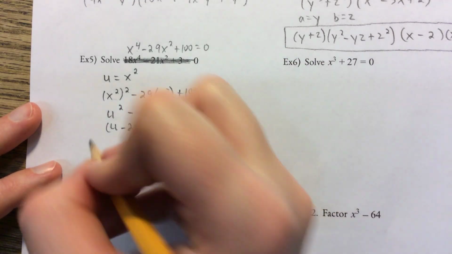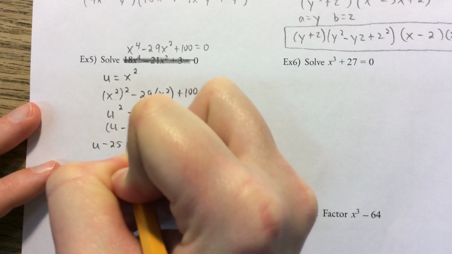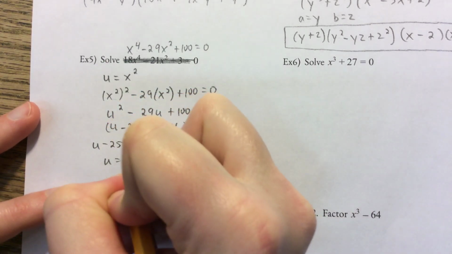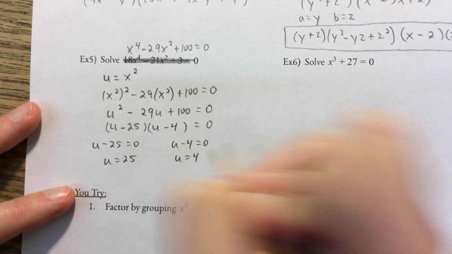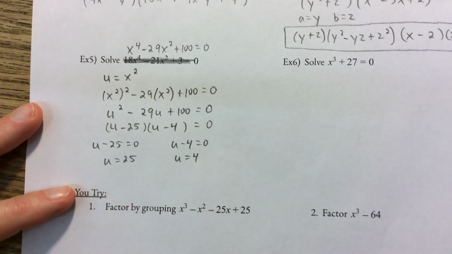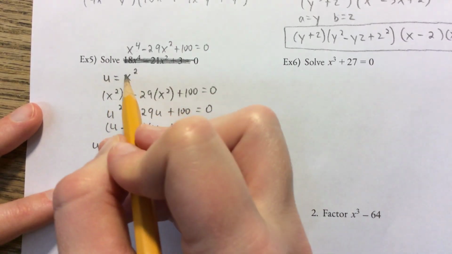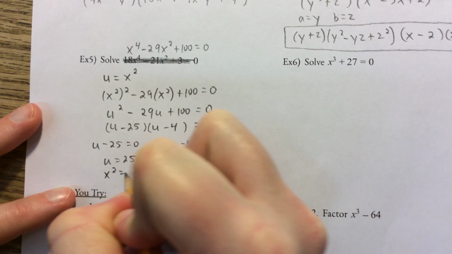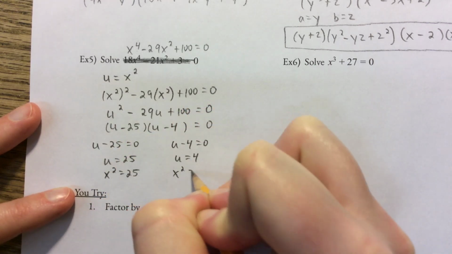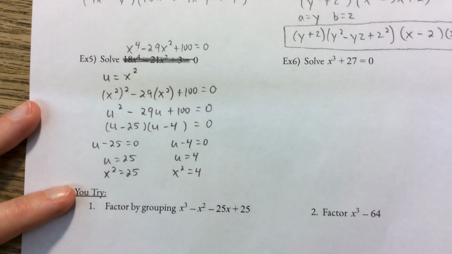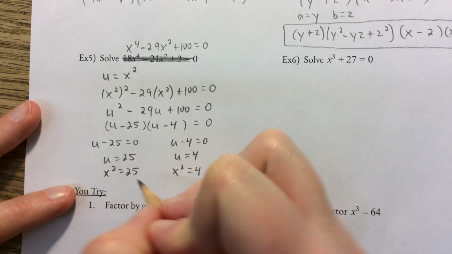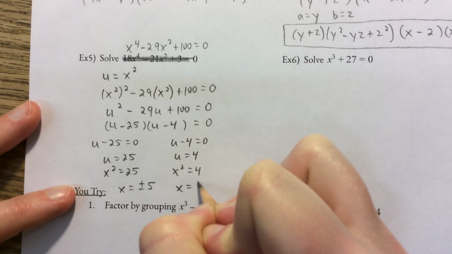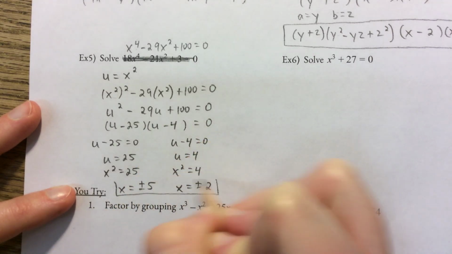So now I can set these factors equal to 0, which means u would equal 25 and u would equal 4. But what u really was, now I'm going to go back to the beginning here, u was really just a substitution for x squared. So this is really x squared equals 25 and x squared equals 4. And then I would take the square root of both sides of that, so I would get x equals positive and negative 5 and x equals positive and negative 2.